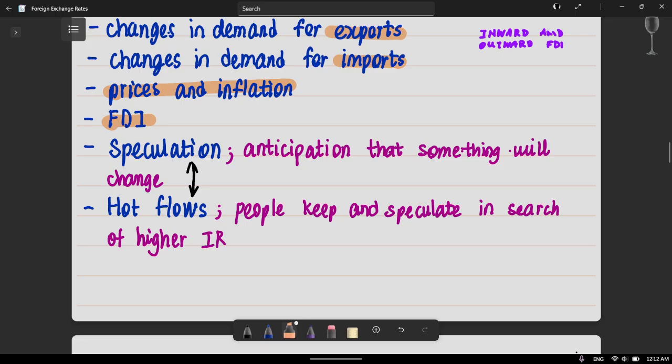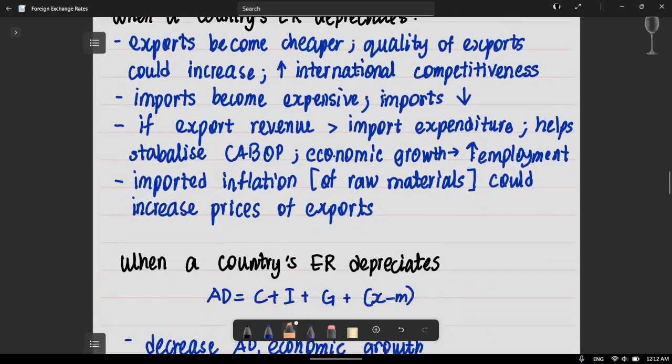But if they speculate that the currency is going to depreciate, or the interest rates are going to lower, then they will sell the currency, which would increase the supply of the currency, which will lead to depreciation, right? And hot flows are basically people keeping and speculating in search of a higher interest rate.